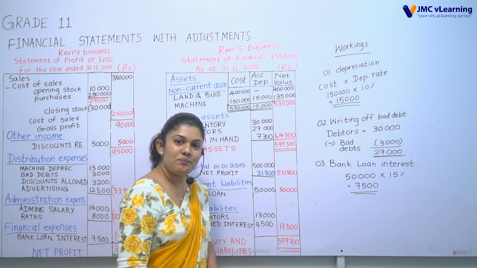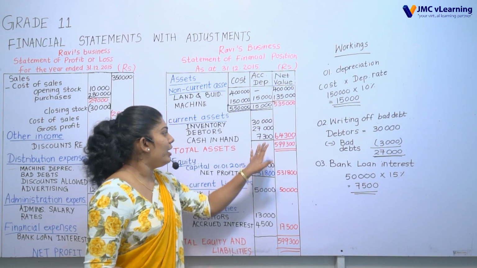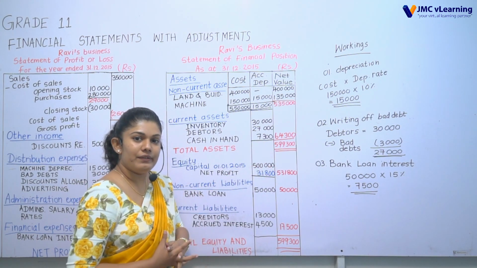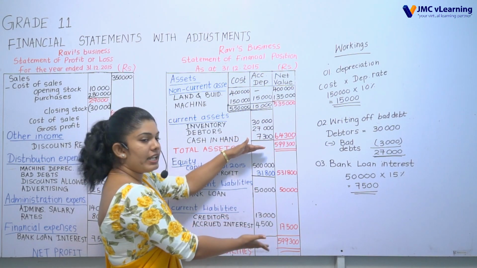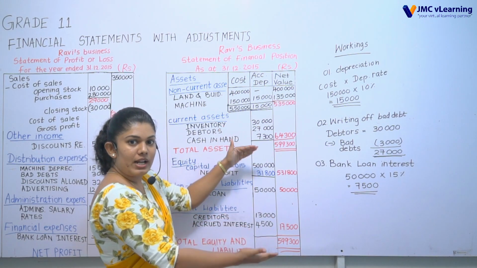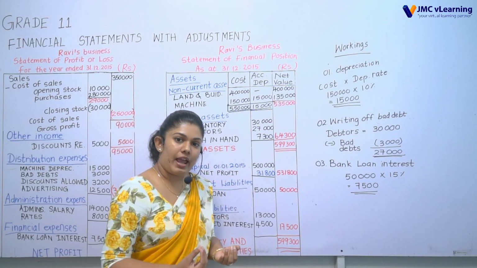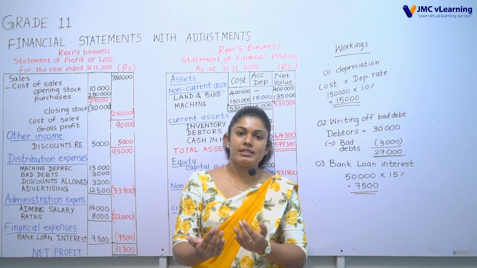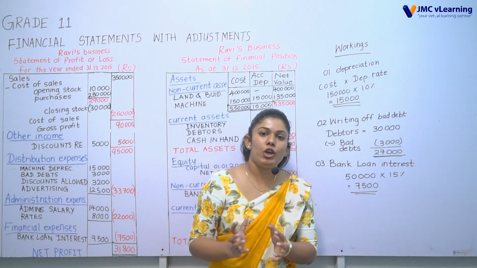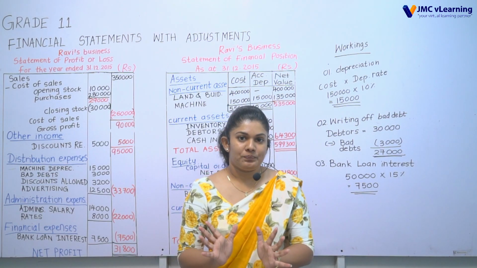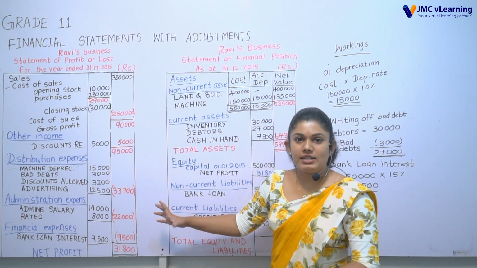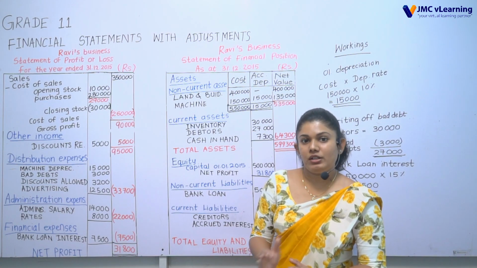At the end, we get the total equity and liabilities, which is 599,300, equal to our total assets 599,300. By equaling these values, you can come to a conclusion that your double entry passing and mathematical calculations are correct. Your mathematical calculations and your adjustments are correct, but not everything.